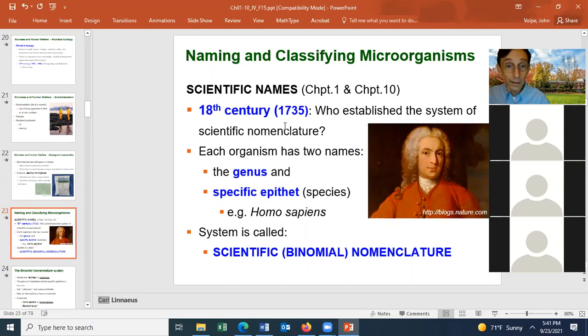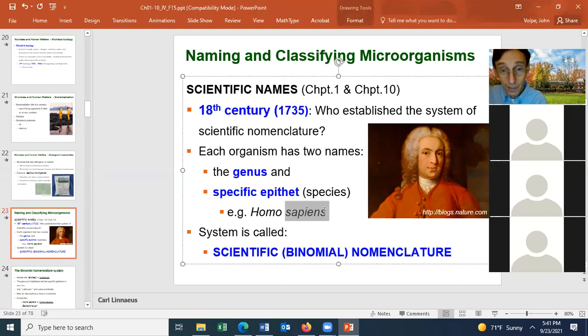In the naming of organisms, he made it so that each organism has 2 names, their genus name and the specific epithet name, meaning the species specific epithet. But you can't say it's the species name because sapiens is not our species name. Homo sapiens is humans' species name. Homo is the genus, sapiens is the specific epithet for the species. Any question about that?